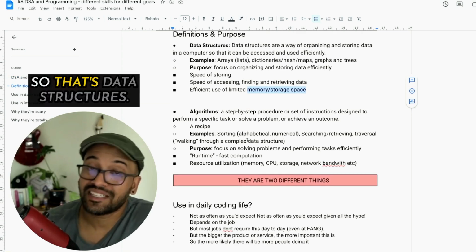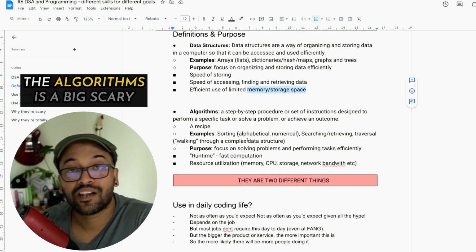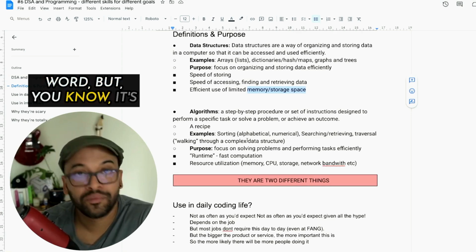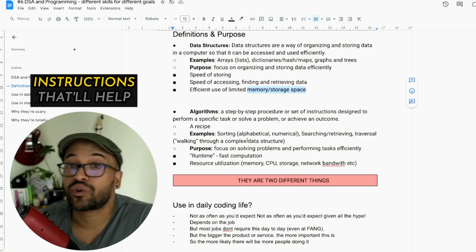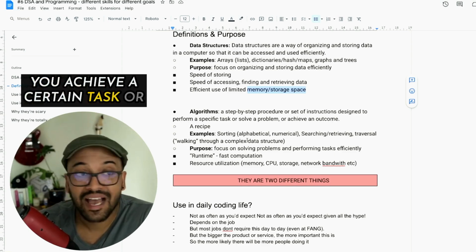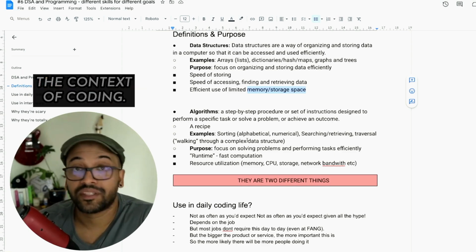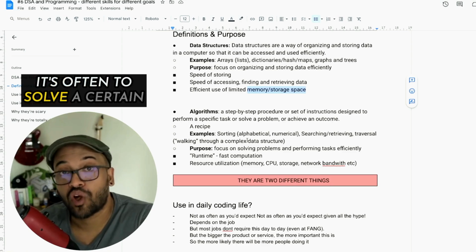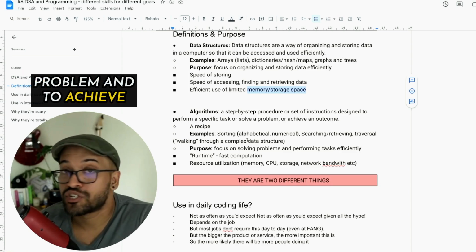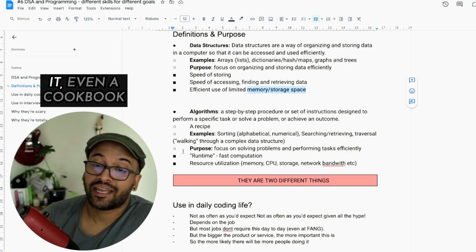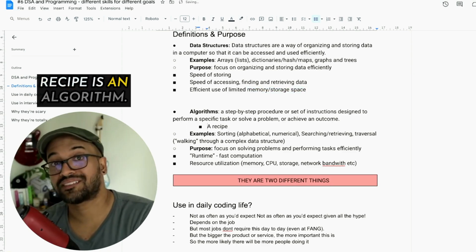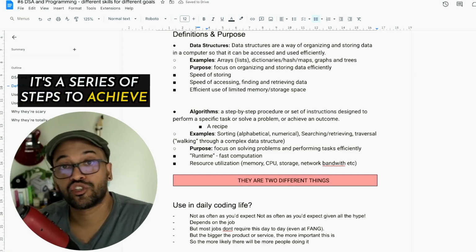Okay, so that's data structures. Let's talk about algorithms. Now, algorithms is a big scary word, but it's really not. All it means is a step-by-step procedure or a set of instructions that'll help you achieve a certain task or solve a certain problem. In the context of coding, it's often to solve a certain problem and to achieve an outcome. It's basically just a recipe. Even a cookbook recipe is an algorithm. It's a series of steps to achieve a certain dish.